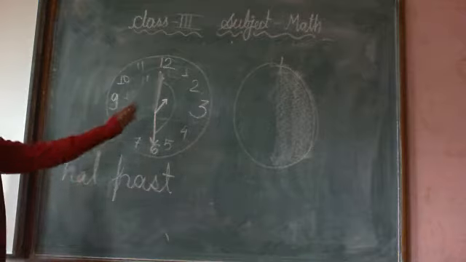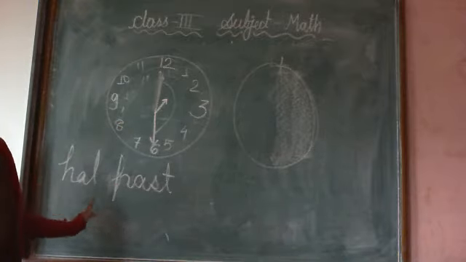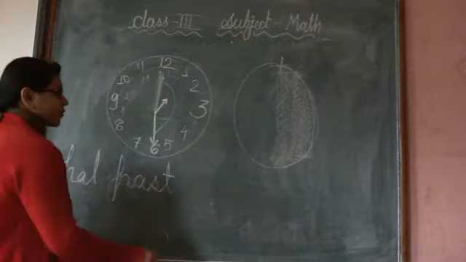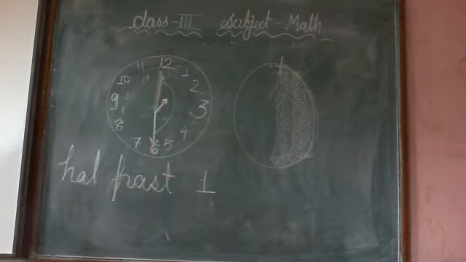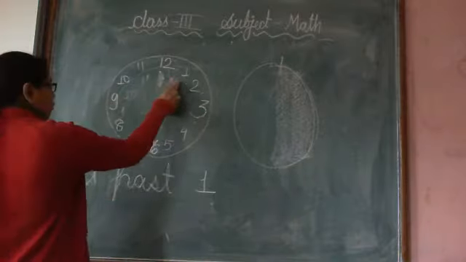The minute hand has passed half circle. So half past 1. Let's see one more example.